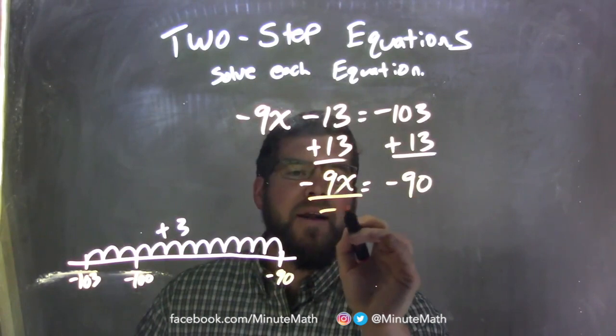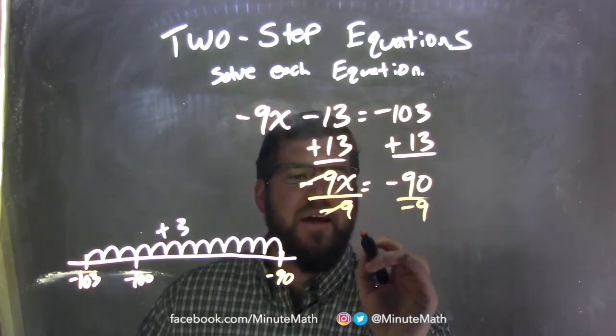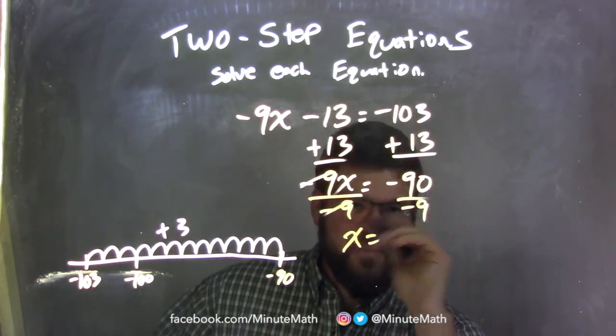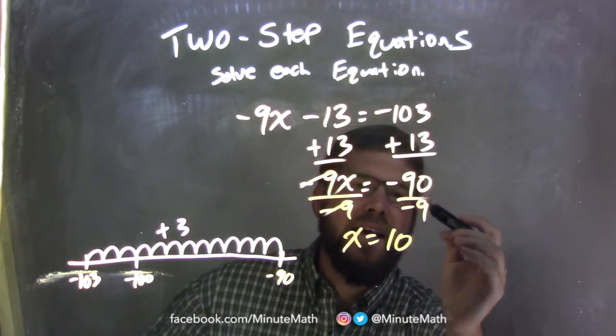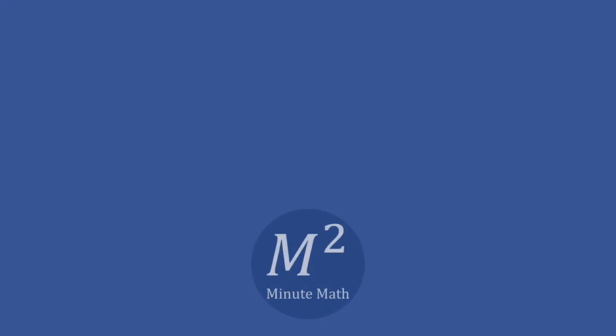Okay, we divide by negative 9 on both sides because that's the opposite of the multiplication. Negative 9's cancel. We're left with x equals, well, negative 90 divided by negative 9 is a positive 10. A negative divided by negative is a positive, and 9 goes into 90 10 times. So x equals 10 is my final answer.